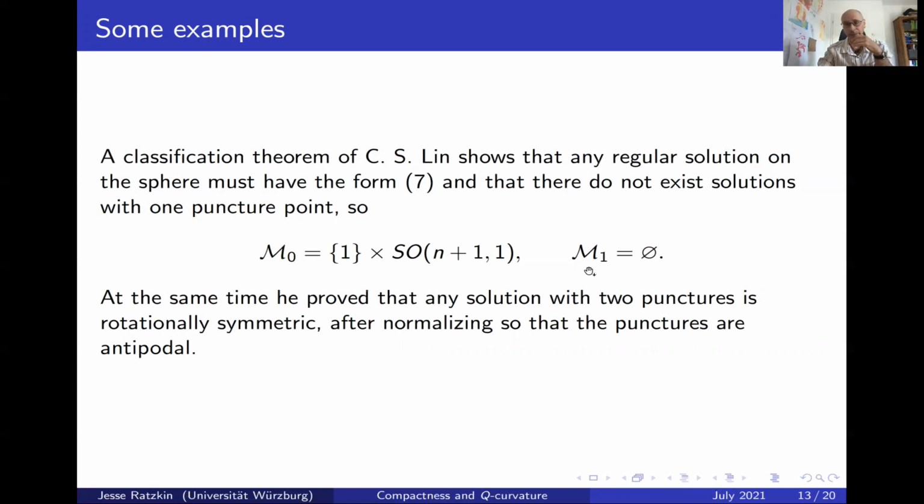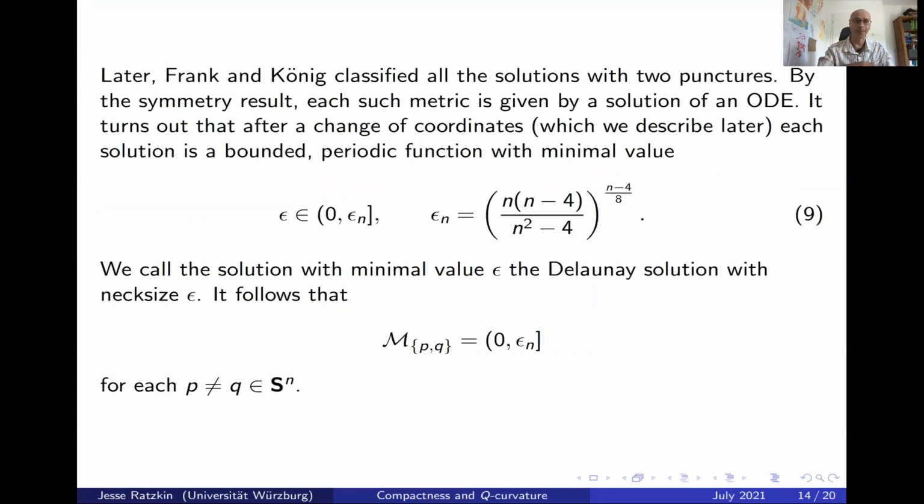He also proved in the same paper that there are no one-ended solutions. So this M_1 is actually the empty set. And if I have a solution with 2 punctures, then that solution must actually be rotationally symmetric. This is after a normalization to move the 2 punctures to be antipodal. Later on, actually much later on, Frank and König classified all the 2-punctured solutions, and we're going to discuss those in a fair amount of detail in the second part of the presentation.